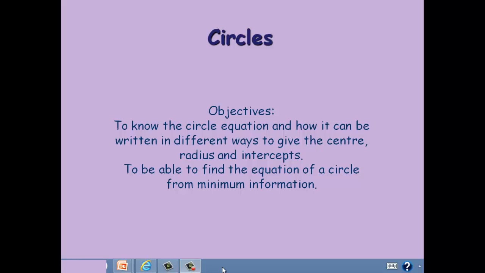Circles is quite a difficult Core 1 topic. We're going to have a look at circle equations, different ways of writing the equation of a circle, and learning from the equation the coordinates of the centre of the circle, the length of the radius, and the coordinate axes intercepts.